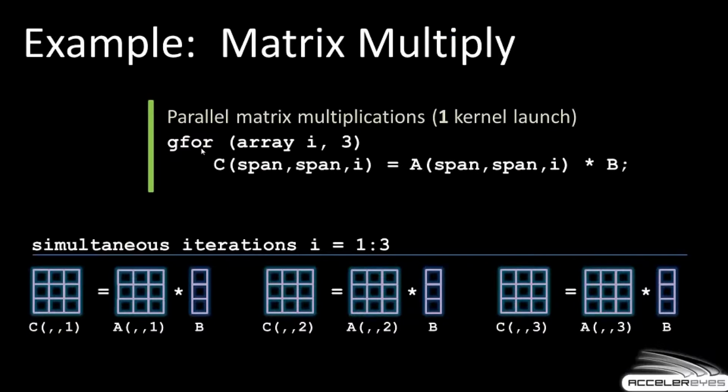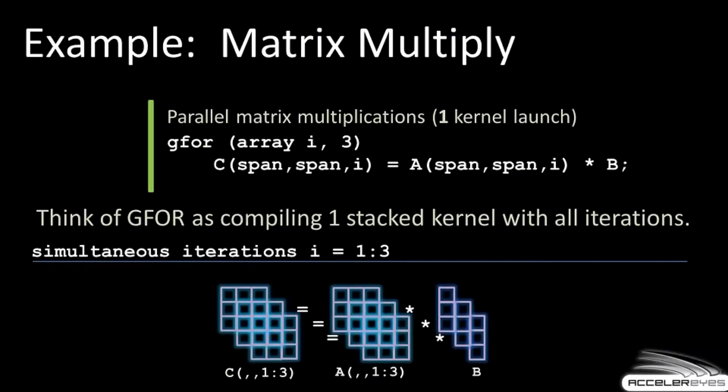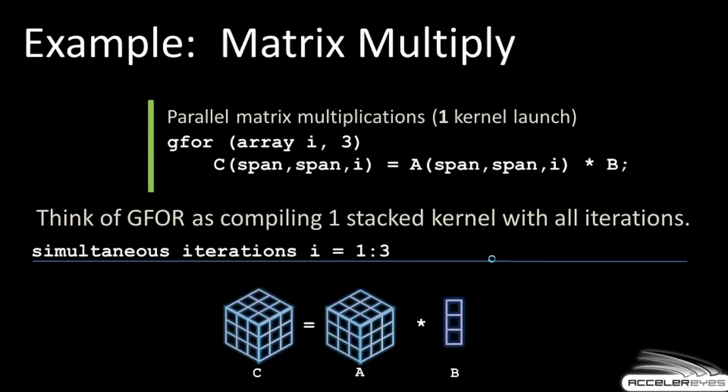Let's go back to the matrix multiply. Changing just the for loop construct, it does all 3 iterations simultaneously. It lets the hardware do the scheduling. So you can think of that as kind of a grid. It's vectorizing the entire operation and just executing almost like one big volume.